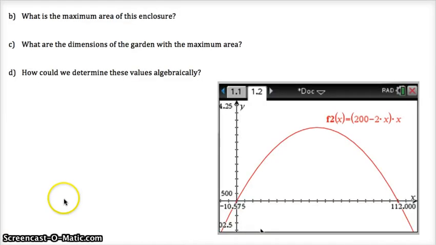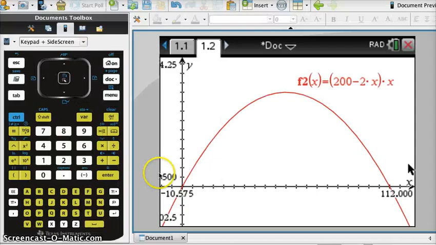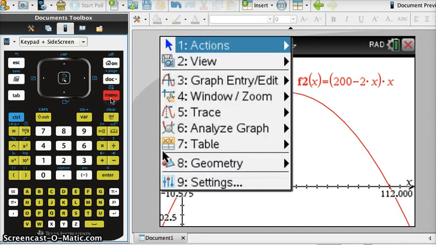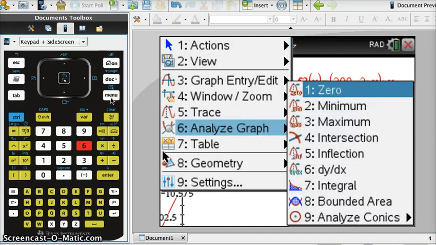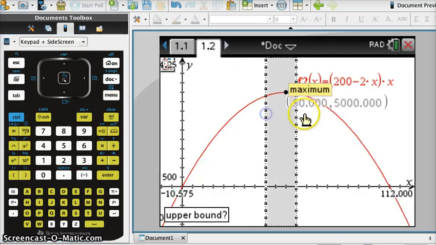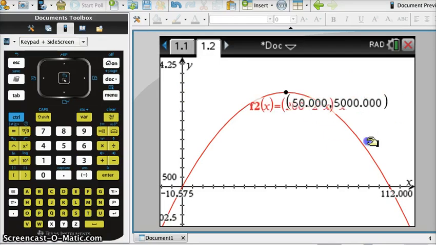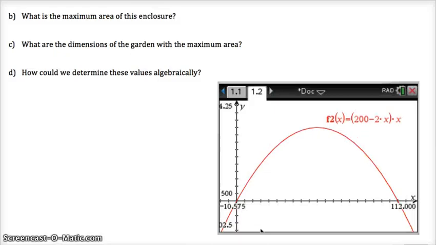Okay, now let's answer some questions. What's the maximum area of this enclosure? I go menu, analyze, maximum, and I want to search between here and here. Lucky for me, I kept all those defaults there, so this is 50, 5,000, so it's not totally unrelated to what I had before. All right, so this is 50, 5,000, I'm going to write this down here.